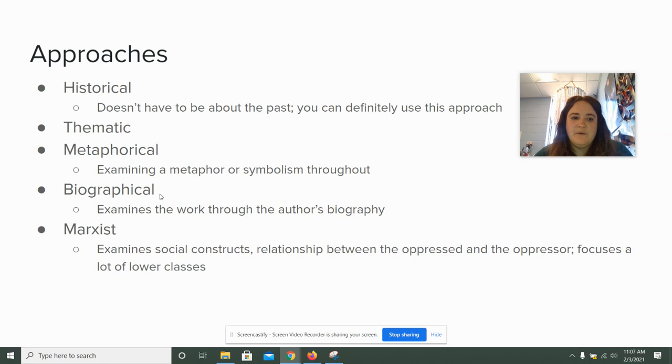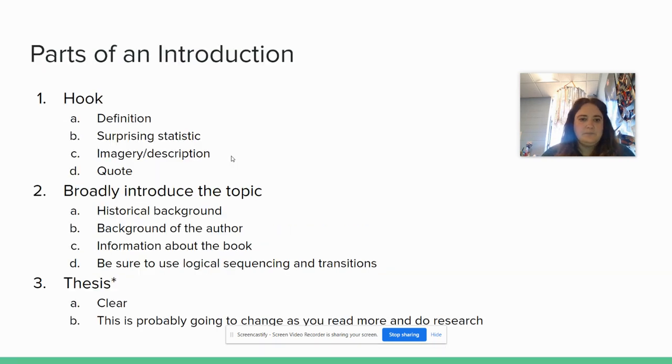More advanced writers, I would encourage you to bring in the biographical, Marxist, and historical approach, as well as the thematic and metaphorical. If you don't feel very comfortable with your writing skills yet, that's perfectly fine. That's why we're learning. Then you would just focus on the thematic and the metaphorical approach.